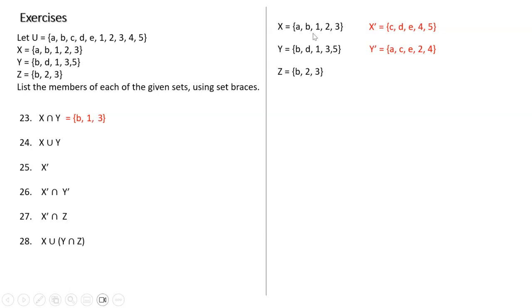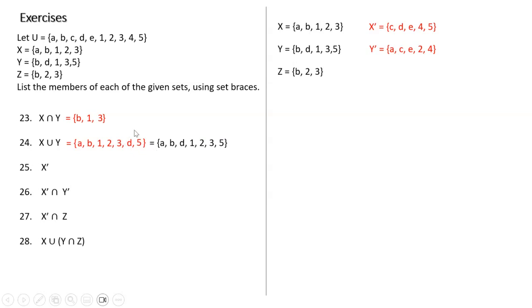Number 24. X union Y. Remember how I told you to do it? We're going to put everything that's in X, which is A, B, 1, 2, 3. Now we're going to go to Y. If the element is already in the set, we don't write it again. Is the B there already? Yes, so we don't write it again. How about the D? No, so we have to put the D in there. The 1 is already there. The 3 is already there. The 5, no, it's not, so let's put the 5. And that's my answer.